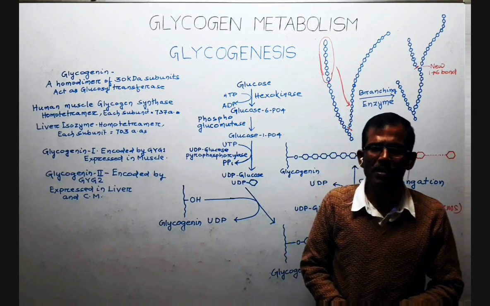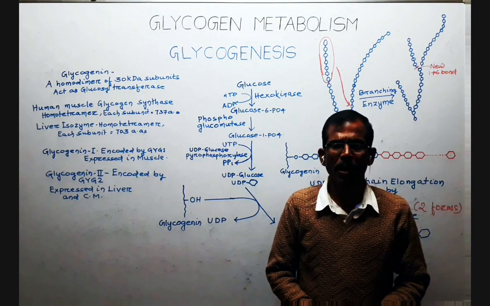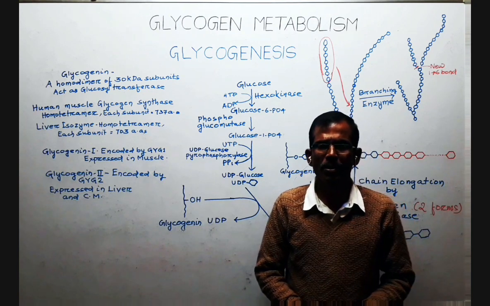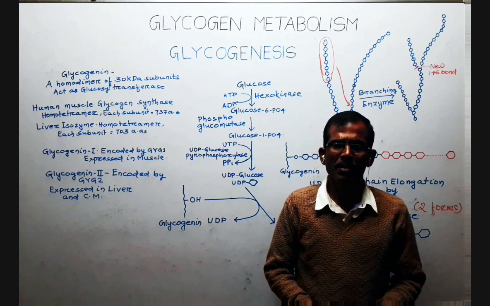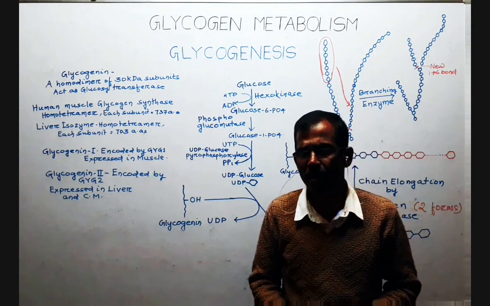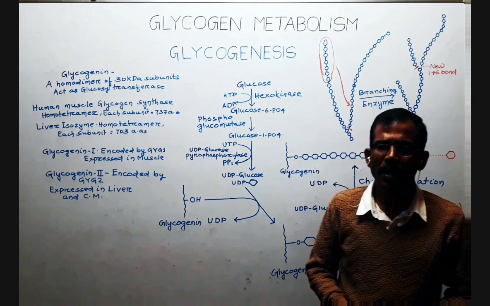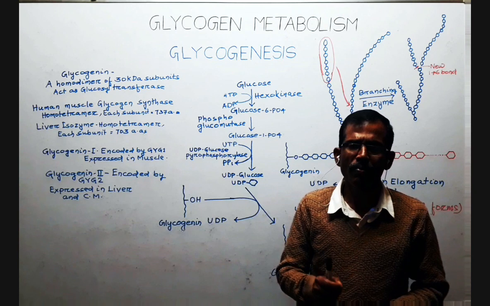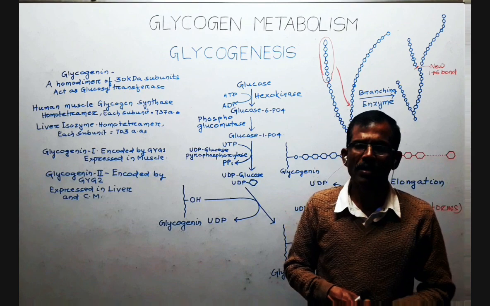Friends, today we shall discuss glycogenesis. The process of synthesis of glycogen from glucose 1-phosphate is known as glycogenesis. It occurs mainly in the liver and in the muscle. Various enzymes that participate in this process are UDP glucose pyrophosphorylase, glycogenin, glycogen synthase, and amylo-1,4-1,6 transglycosylase, which is also known as branching enzyme.